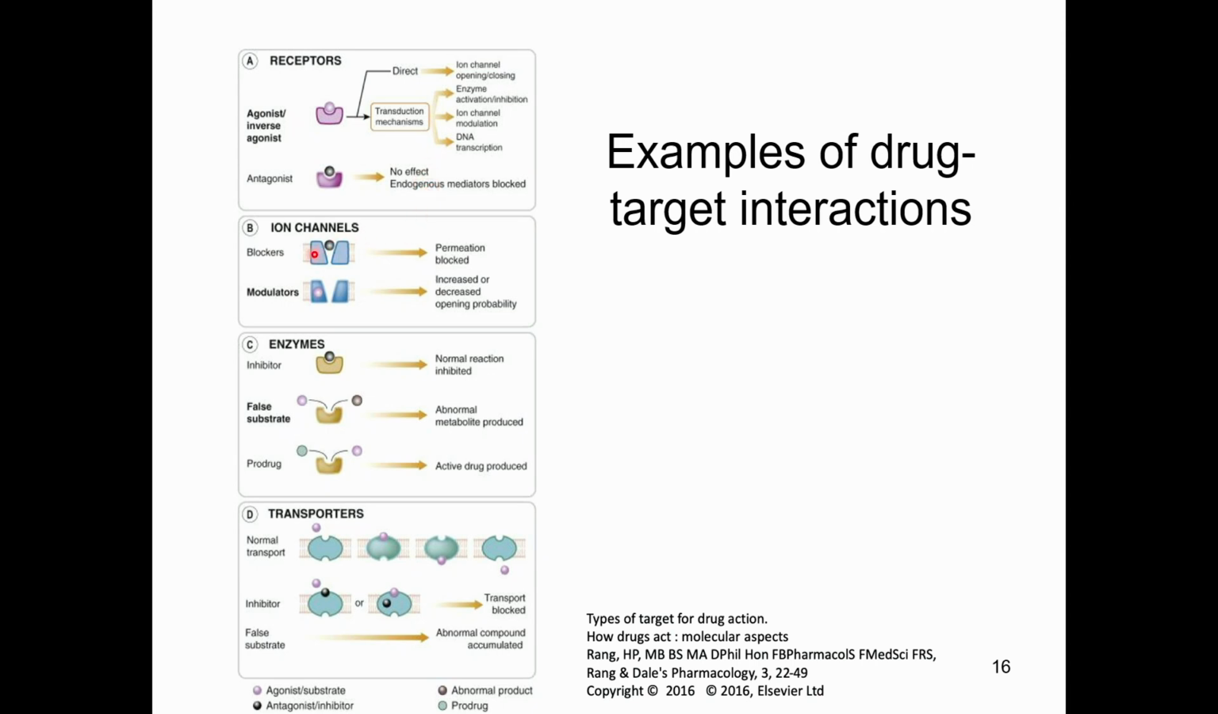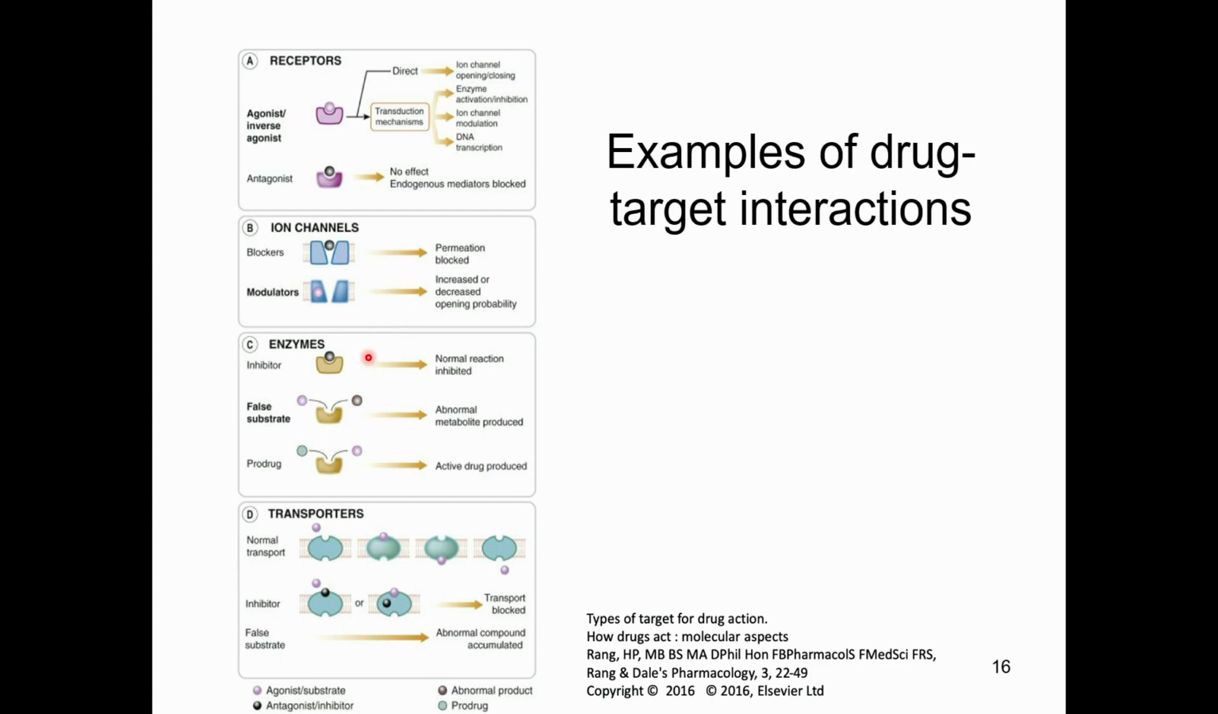Ion channels. Some drugs actually just block ion channels. They plug them up by binding to the place in the channel that ordinarily conducts ions, and that would block ion transport. Other drugs can bind elsewhere on the ion channel and modulate it. It means it changes its propensity, the number of ions that will flow through per minute, for instance.